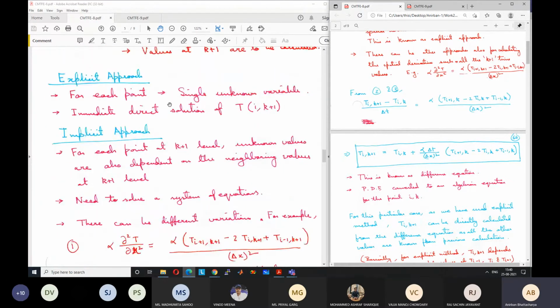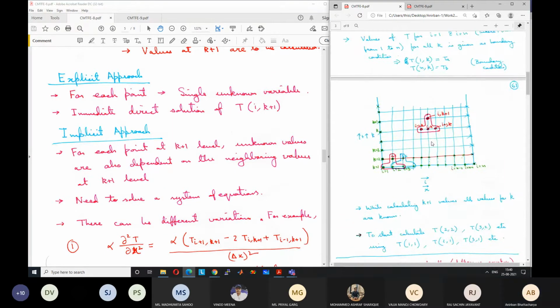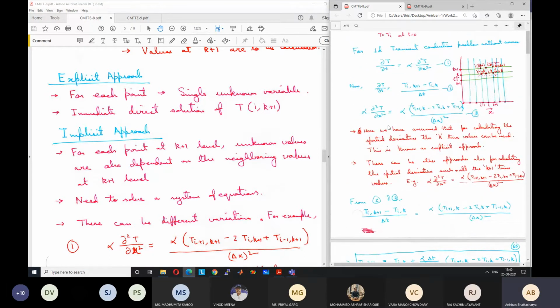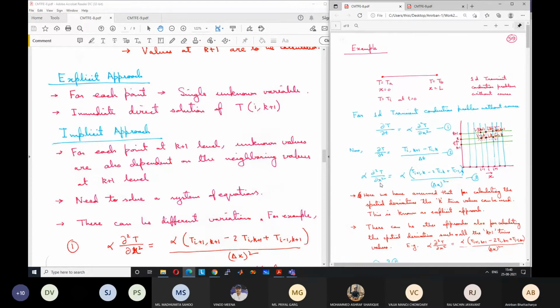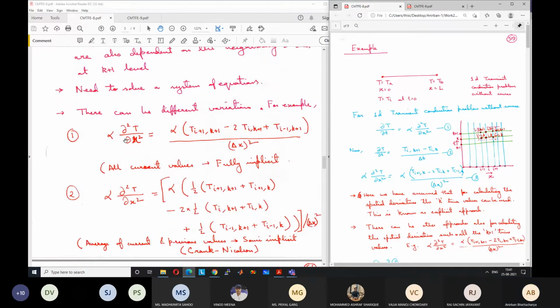We discussed that this is not the only scheme. We can also go for an implicit approach. What was the difference? Instead of calculating the space derivative, del square T by del x square, based on the previous time step value of temperature, we can take the current time step value also. If we take only the current time step value, it is known as the fully implicit scheme. In that case, the derivative will be written like this.